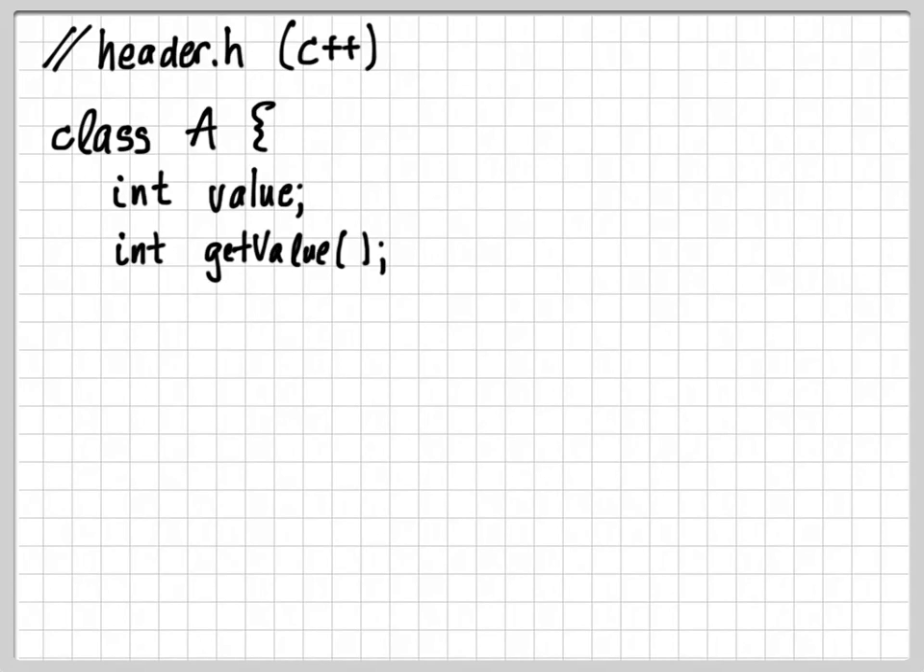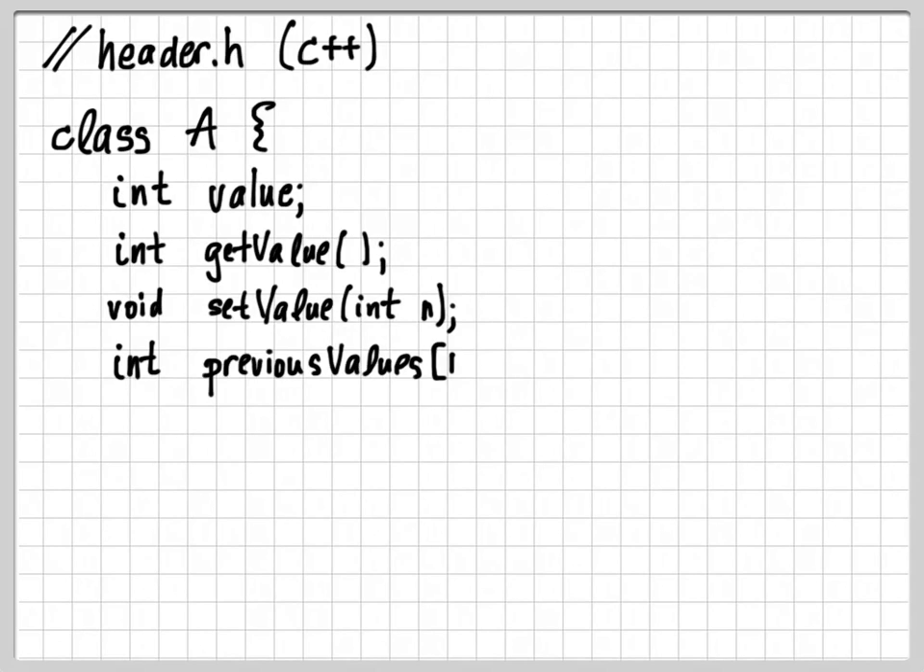There's a function called getValue, a function called setValue, and then I want to keep a little bit of a history of previous values. So I'm going to keep an array of size 10. And this is going to be all the pieces that make up my class A. So there's no implementation here, just the structure of the class.